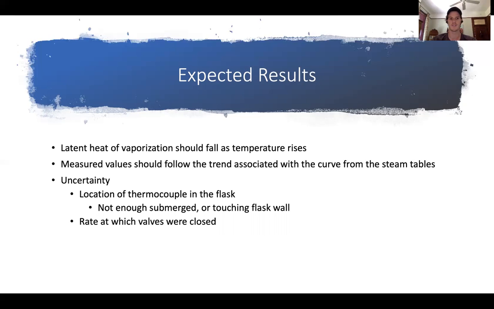Some sources of uncertainty: the location of the thermocouple in the flask, not submerged enough, or touching the flask wall, which would throw off the reading, and the rate at which the valves are closed. Closing the vacuum control valve too quickly, or opening it too quickly, could throw off the boil, and you don't want that if you want accurate results.